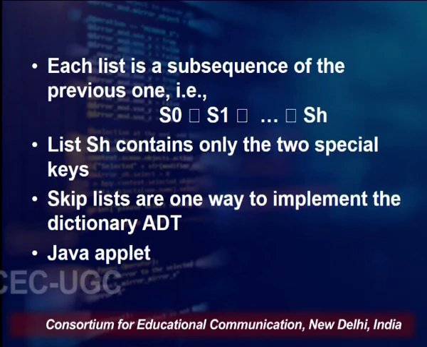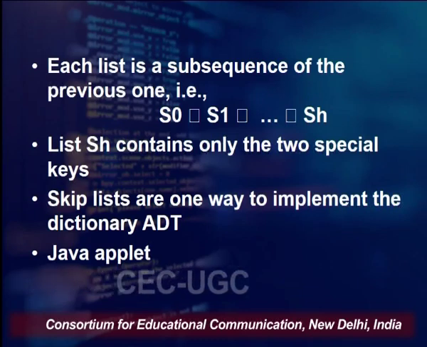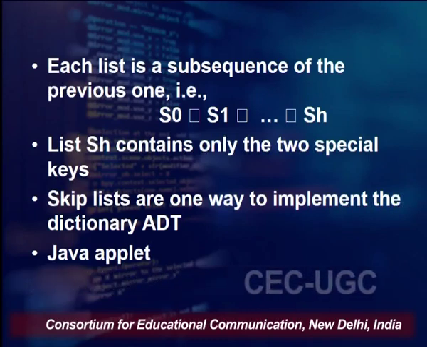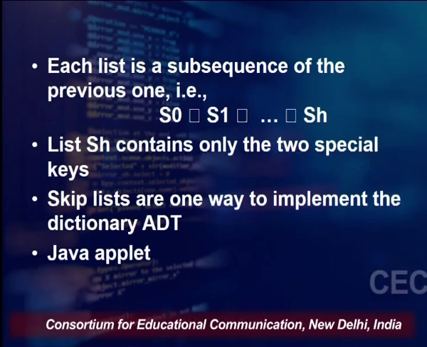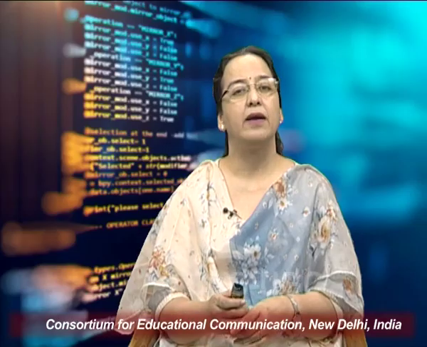And the topmost level, Sh, will contain only the two special keys, which are minus infinity and plus infinity. The skip list is one way to implement the dictionary abstract data type that I have already told you.